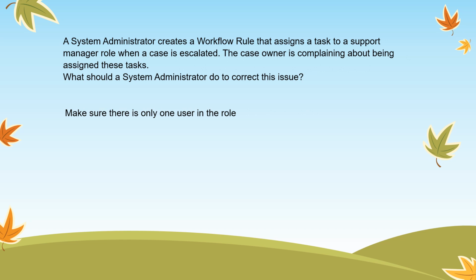The system administrator creates a workflow rule that assigns a task to a support manager role when the case is escalated. The case owner is complaining about being assigned these tasks. What should the system administrator do to correct this issue? Make sure there is only one user in the role.